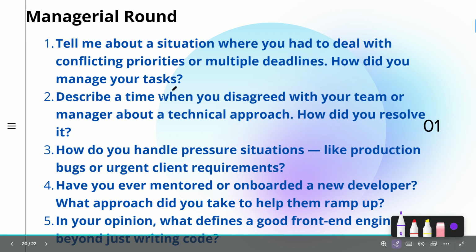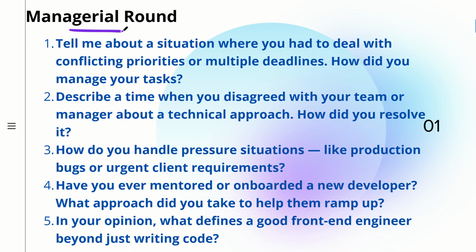Now let's discuss the managerial round questions that were asked. In the managerial round, the first question was: tell me about a situation where you had to deal with conflicting priorities or multiple deadlines, and how did you manage your tasks. Here you should not mention that there was so much pressure and you were not able to do it. Such things you should not say.